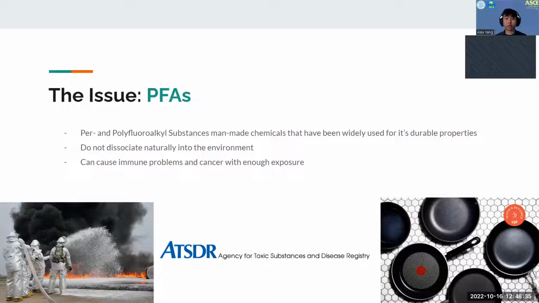However, PFAS are so durable that they do not dissociate naturally into the environment and cause immune problems and cancer with enough exposure. This is a problem that has been discovered very recently because PFAS are extremely small particles that have only been detected after decades of accumulation. A large number of wells supplying water to the general public within Orange County region have been shut down due to the detection of PFAS in recent years.